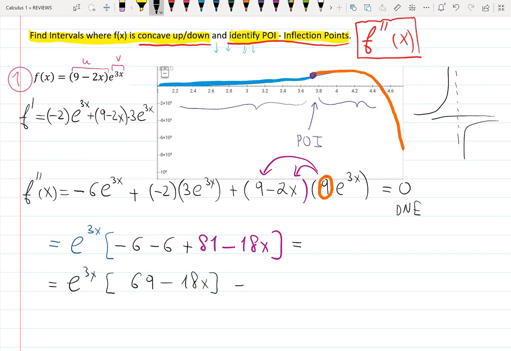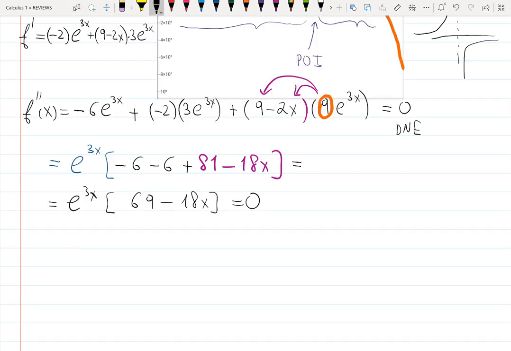Where this function is 0 or DNE? It's not DNE anywhere, so we definitely just need to look for 0 points. Well, the first factor is always positive. Why? Because it's an exponential function. The graph of an exponential function looks like this. So it's never negative and never even 0.